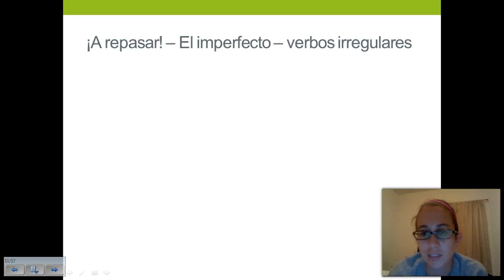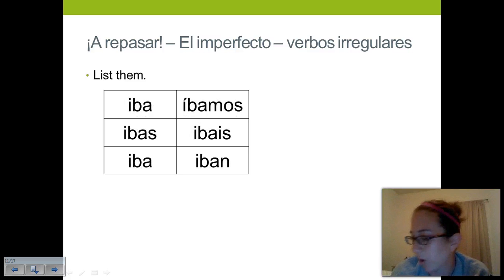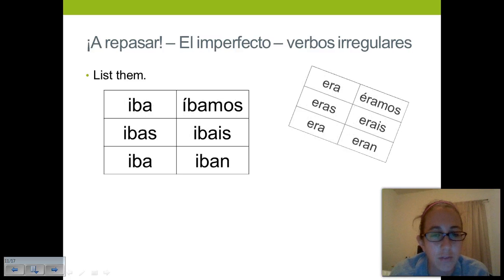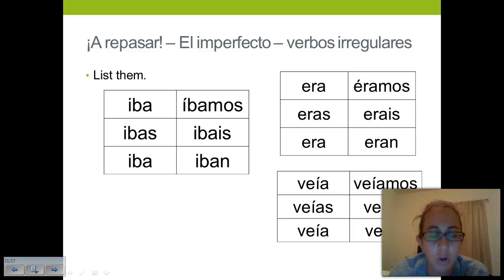Alright, and then remember, the imperfect is super easy because it only has 3 irregulars, and that's it. So, I want you to list them. Remember, on your notes, I just give you the verbs. So, iba, ibas, iba, that's going to be our verb ir. Era, eras, era is going to be our verb ser. And veía, veías, and veía is going to be our verb ver. So make sure you get those down.